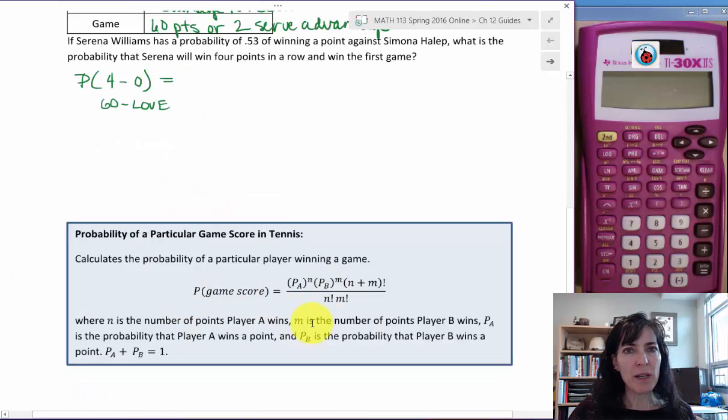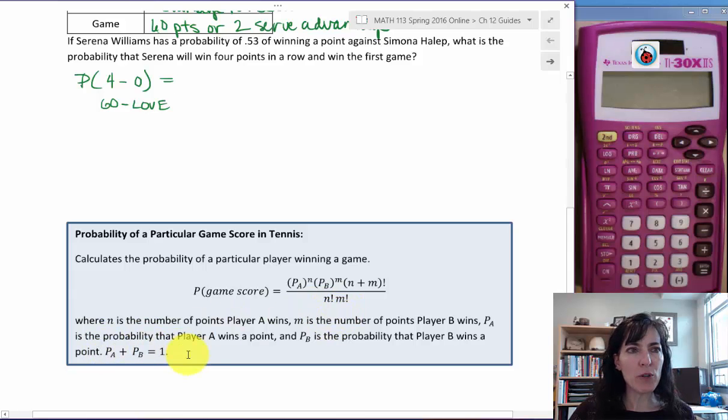We have a formula that we can use to help us figure this out. The probability of a particular game score is going to be the probability for player A making a point raised to how many points you think player A should make, times the probability of player B making a point raised to the power of how many points you want player B to make, and then you add the 2 points together, take the factorial of that, all over the factorial of each of the number of points.